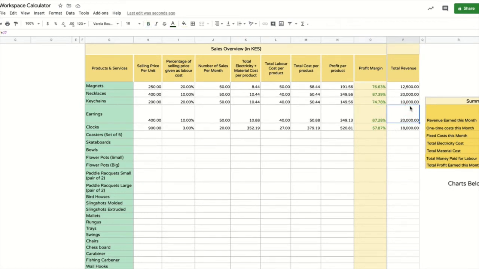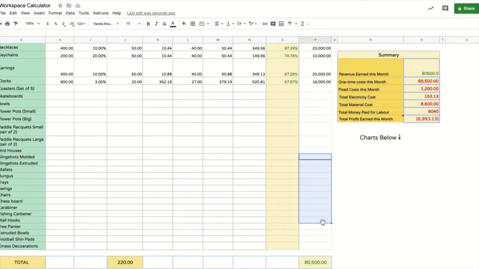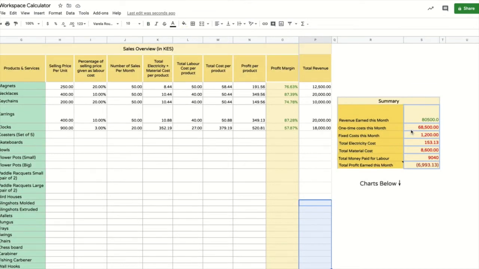So we have the total revenue here. Now this table is really important. It's a summary table and it tells us the revenue earned per month, which is the sum of this column right here. It tells us the one-time costs, so the investment costs of the injection molder and the repairing. It tells us the fixed costs for the month, which is 1,200 shillings, electricity costs, material costs, labor costs, etc.